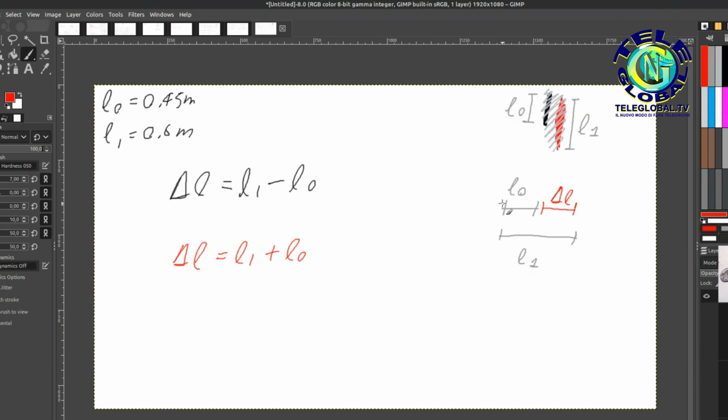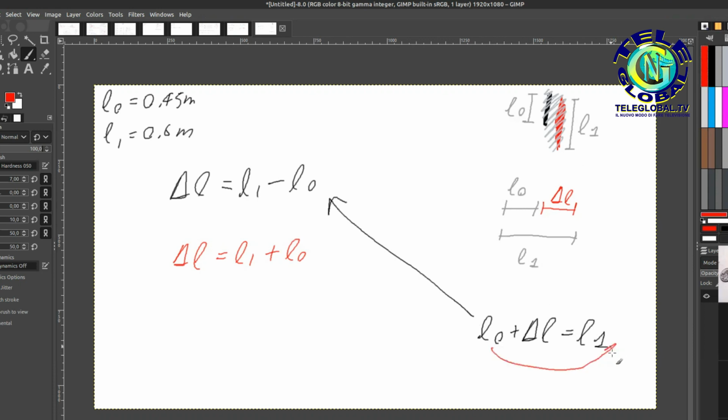At this point, it should be easy to see that L0 plus delta L is L1, right? Yeah. Therefore, you just take L0 the other way. Delta L will be L1 minus L0.